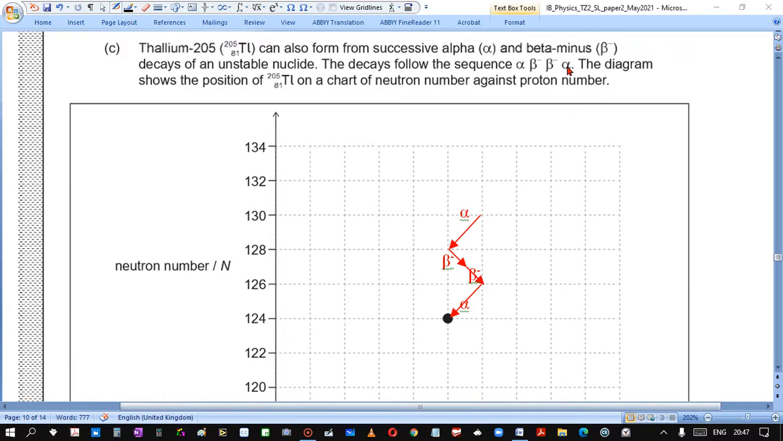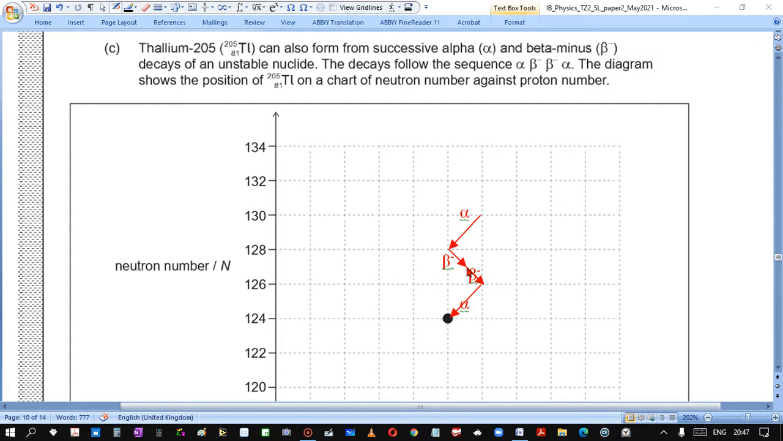The last one is alpha. It means that thallium was formed when two protons and 2 neutrons were lost. Attention, here you see the scale is by 2. So thallium's last stage was this arrow, 2 neutrons, 2 protons.